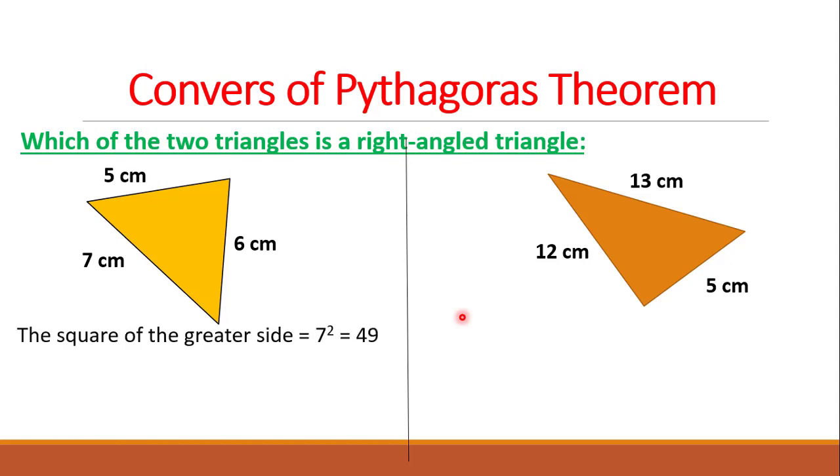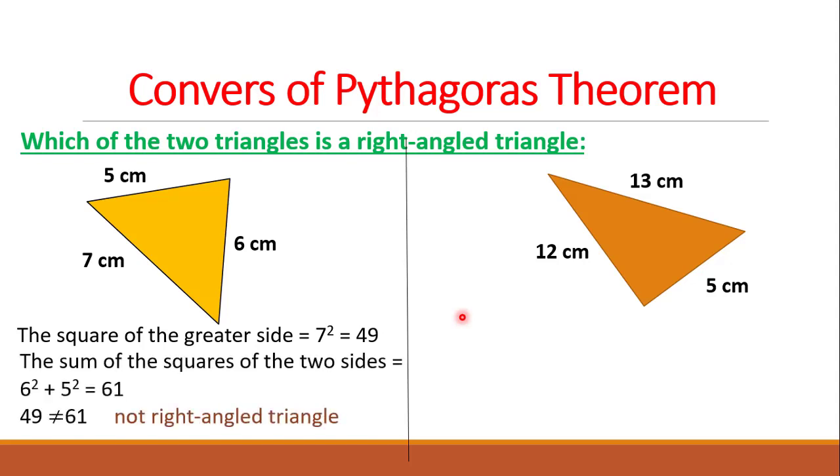At first, the square of the greater side, 7 power 2 equals 49. The squares of the other sides, 6 power 2 plus 5 power 2 equals 61. So here, the square of the greater side doesn't equal the summation of squares of the other two sides, so this triangle is not a right angle triangle.